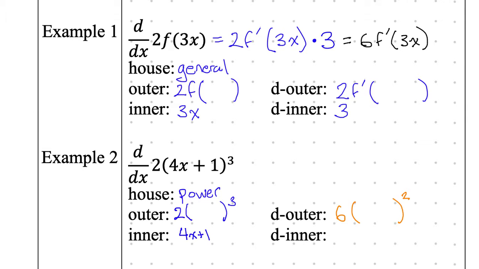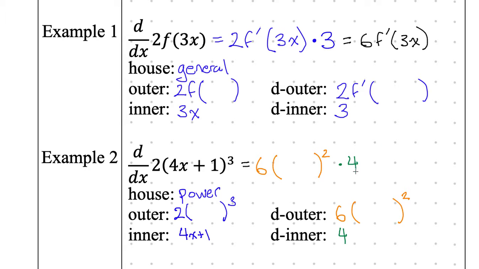What about dinner? What is dinner? Hey Gio, what is dinner? 4. There it is. The derivative of 4x plus 1 is 4 plus 0, or just 4. So then I come back up here and I say, if I take the derivative, I'm just multiplying doubter by dinner. Well, here's doubter. Doubter was 6 in parentheses of something squared, and dinner was 4.